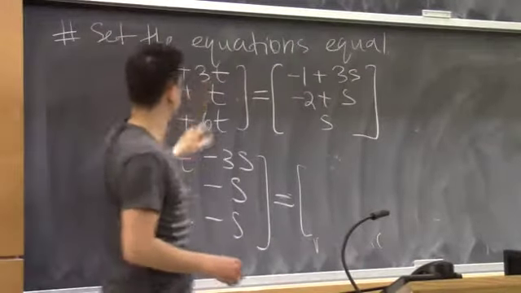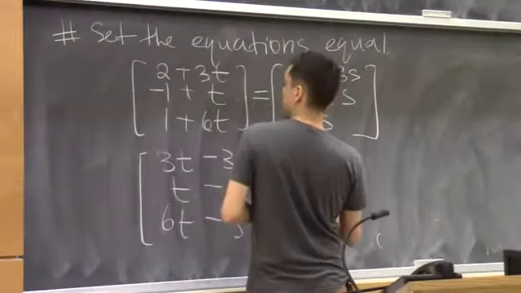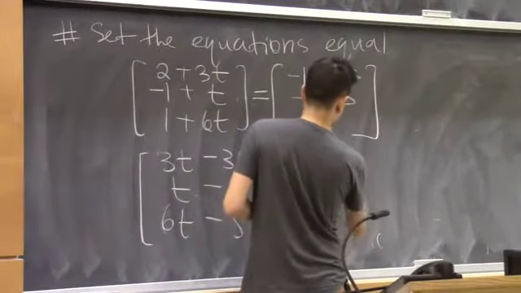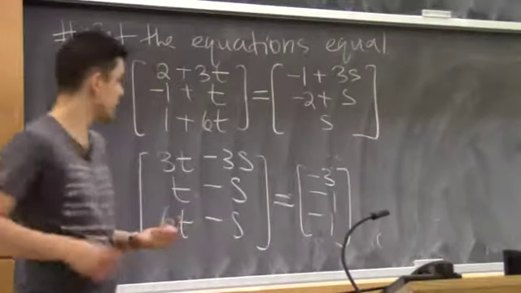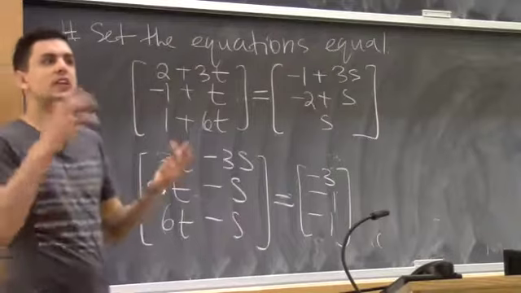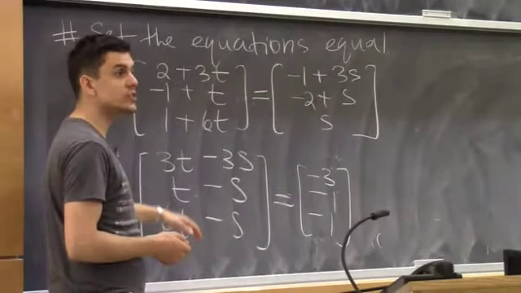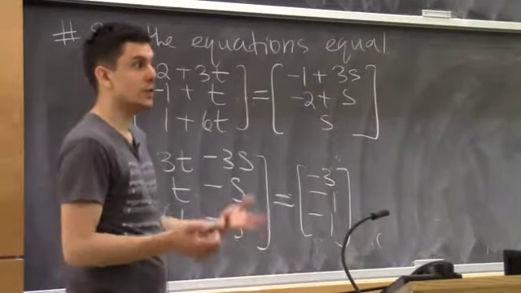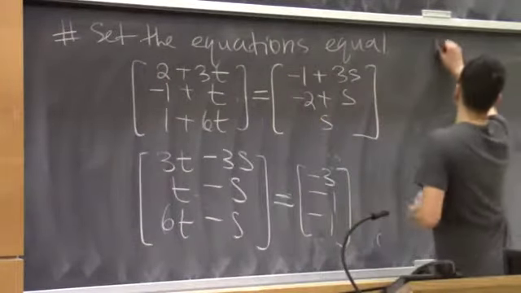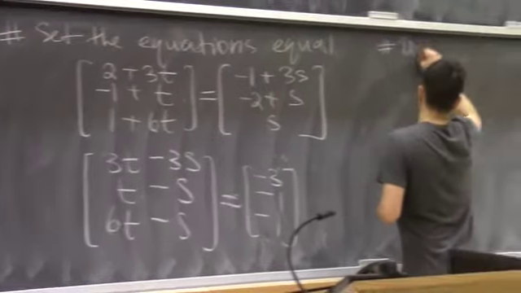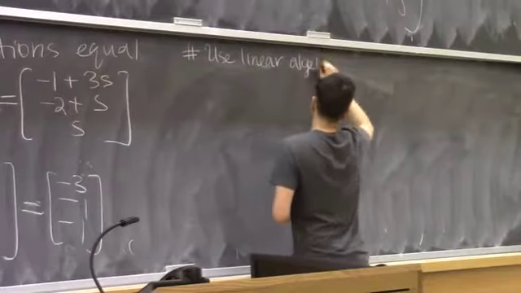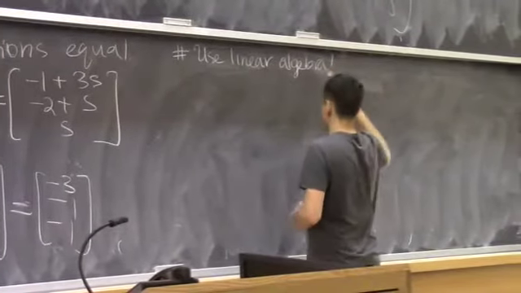Okay, so now we get something that looks like this. Okay, and now this is a linear system, right? We've got 3 equations, 2 unknowns. We hope that this thing has a solution.